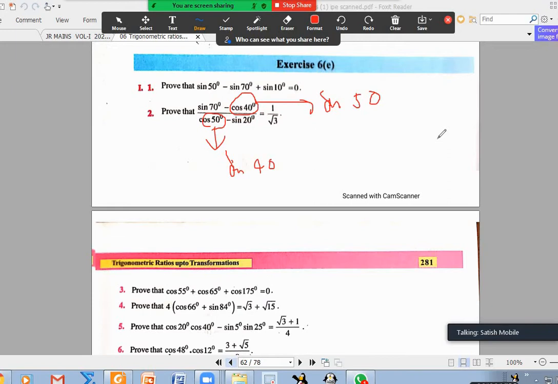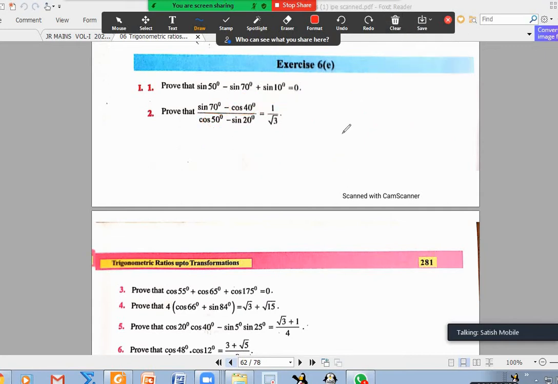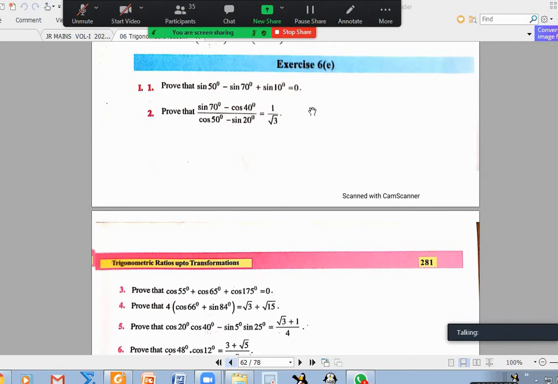Even if you don't get the idea to write like that, in the denominator it's 30 plus 10 and 30 minus 10. So you don't have to worry. It is the sine C minus sine D formula, right? You don't have to worry about adjusting C as A plus B, D as A minus B. Just 2 cos((C plus D) by 2) sin((C minus D) by 2). Is that okay? Second one? Anybody want me to write in more detail? Okay, sir, got it.